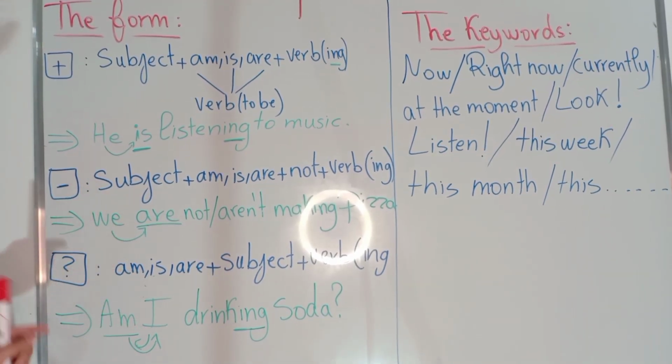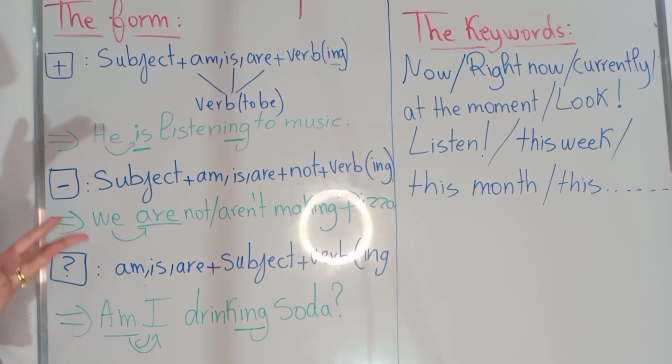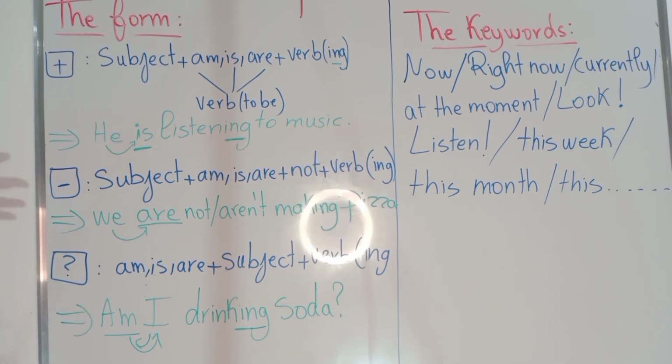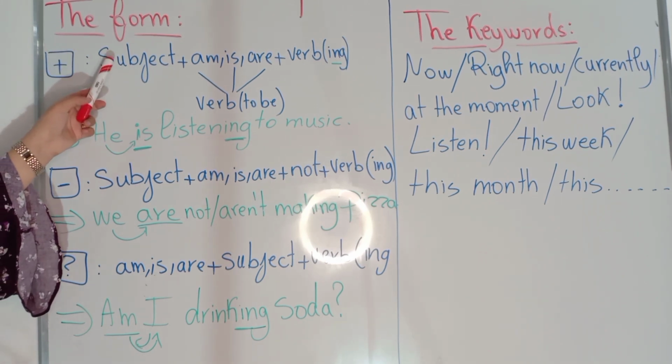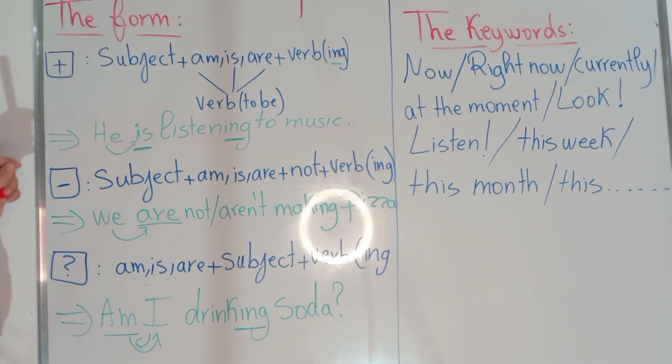Okay, now let's move on to the form of the present continuous. Of course, we have the affirmative form, the negative form, and the interrogative form. Let's start with the affirmative form. So we already talked about the subject. We all know what a subject is, which is I, you, he, she, it, we, you, they.